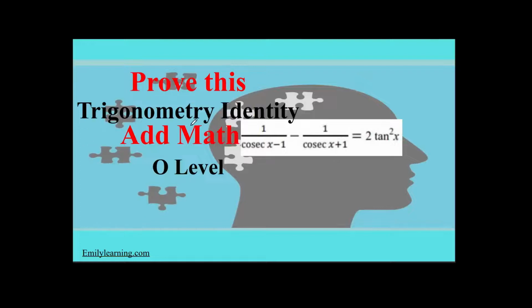In this video, we'll be looking at how to prove this trigonometry identity: 1 over cosecant x minus 1, minus 1 over cosecant x plus 1, equals 2 tangent squared x. Proving trigonometry identities is a very common question tested in the O-level additional math, so it's essential that you know how to do it. So let's try this question together.